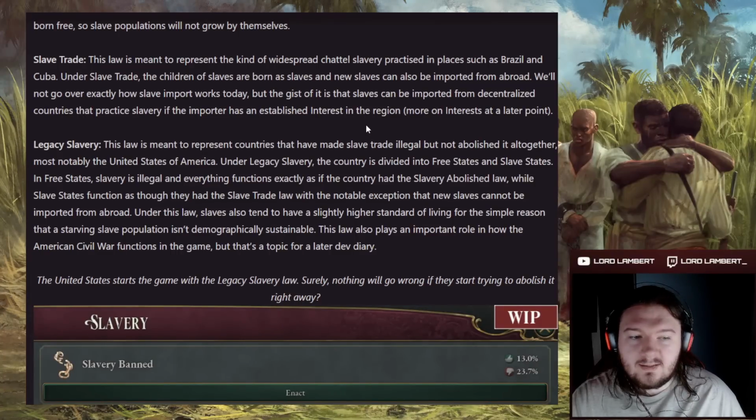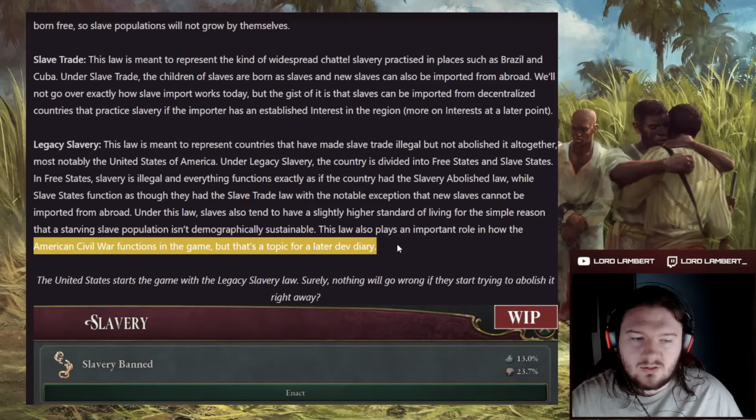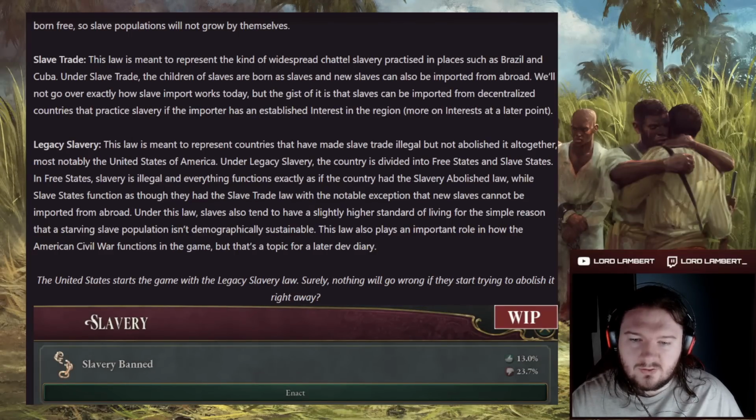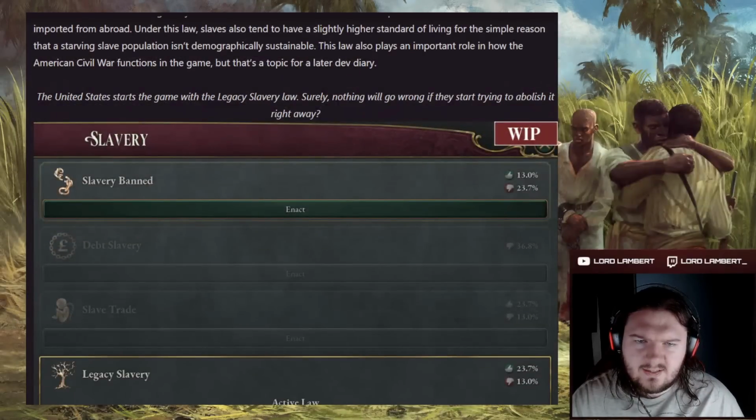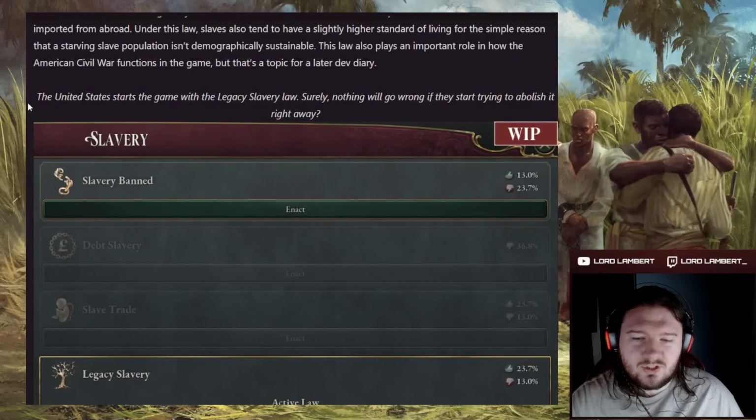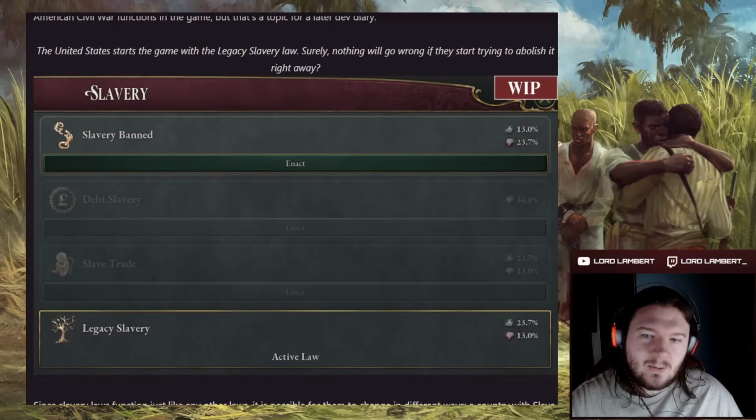This law also plays an important role in how the American Civil War functions in the game, but that's a topic for a later dev diary. It's going to be very interesting to learn about how that is going to fire. So USA starts the game with legacy slavery. Surely nothing will go wrong if they start trying to abolish it right away. We'll see.